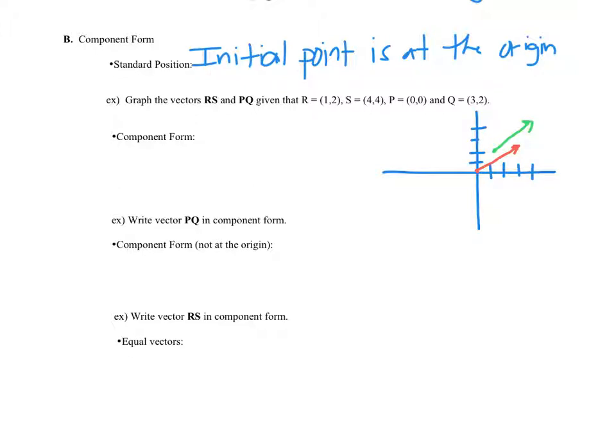Okay, so let's talk about the component form of a vector. The component form is when you're going to start in your initial position, okay? And so let's say that this is how you find component form.